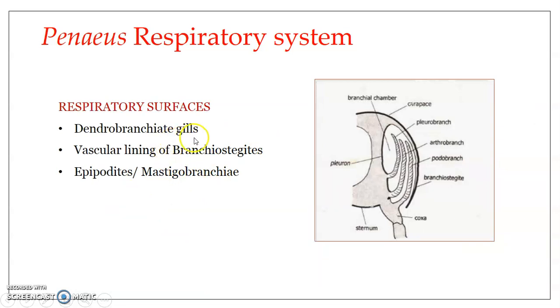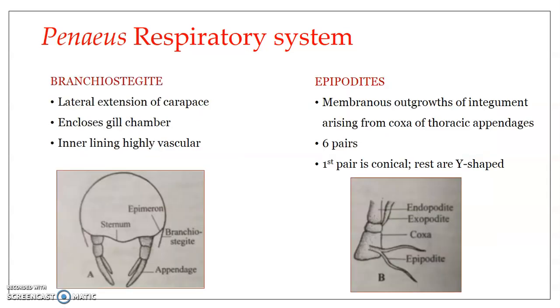Whether it is gills, or the vascular lining of branchiostegide. What does it mean? It is the inner lining of the branchiostegide. It is very thin and it is supplied with a large number of branches of blood vessels, and that is what acts as a respiratory surface. Another is epipodites or mastigobranchiae. So these are the three structures which help in respiration, acting as respiratory surfaces. We will look into each of these in detail.